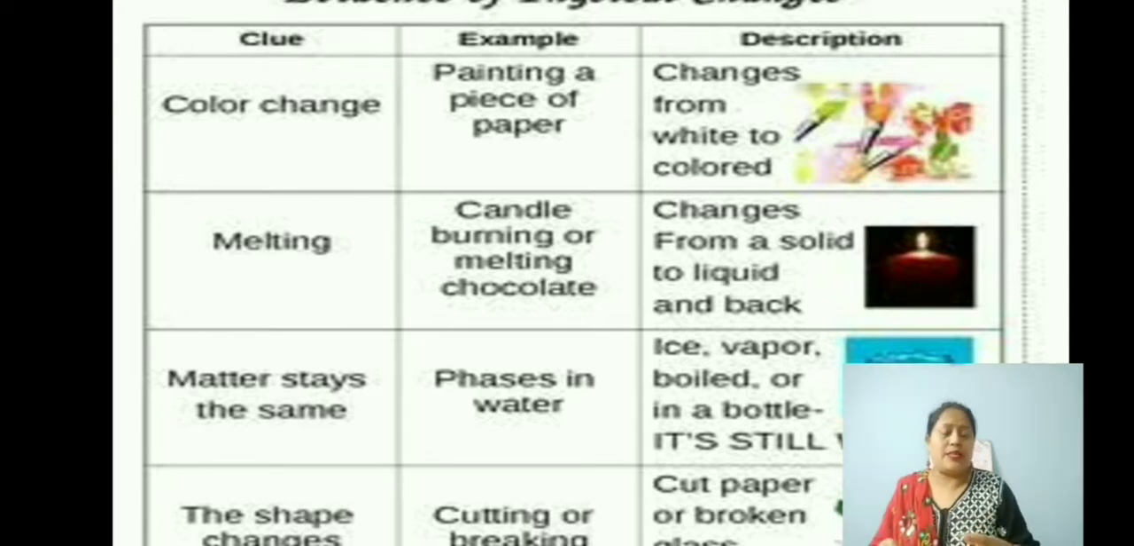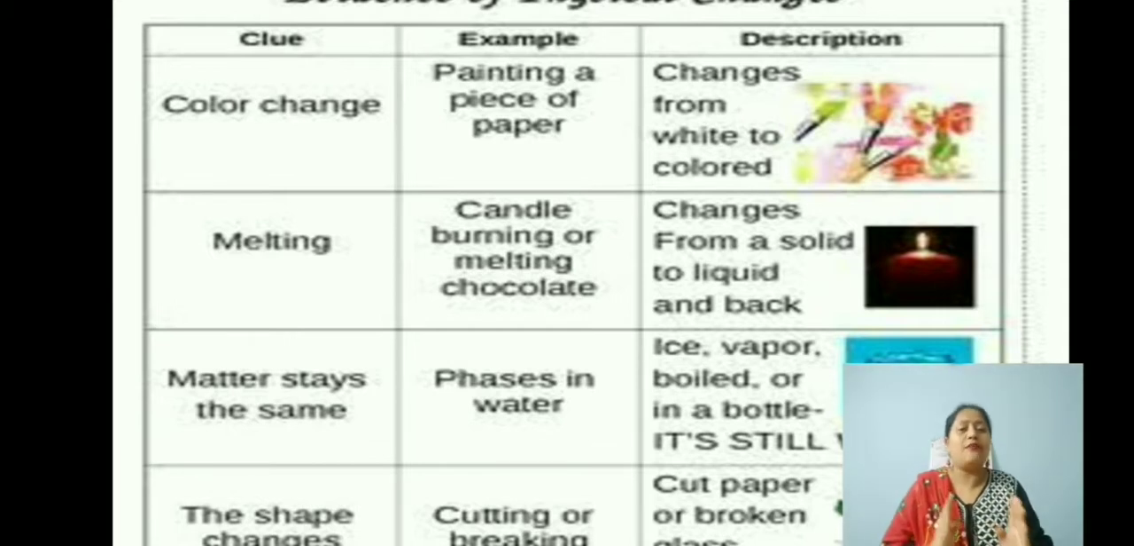Same in the case of chocolates. The chocolates at room temperature melt. But when we keep them again in the refrigerator, what happens? They solidify. So it is an example of physical change. Right? Next is matter stays the same. If we get this clue, that also means it is a physical change.